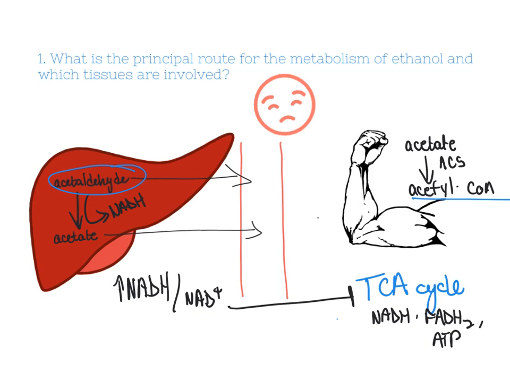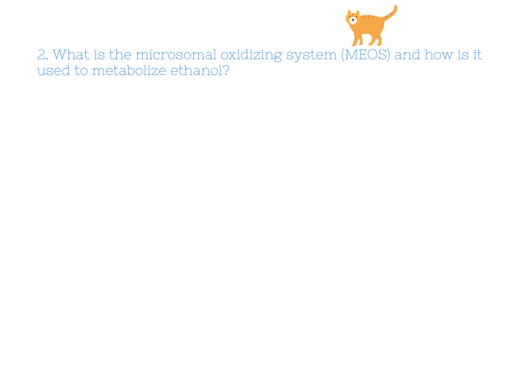Feel free to take a break before we move on into the MEOS, or as I like to call it, MEOS. What is the microsomal oxidizing system, MEOS, and how is it used to metabolize ethanol? The MEOS is an alternative pathway for alcohol metabolism. It normally metabolizes a small amount of ethanol, specifically 10 to 20%. However, it becomes really important when we drink a lot, constantly. Just like drinking what we drink at the Met Gala, but every day.